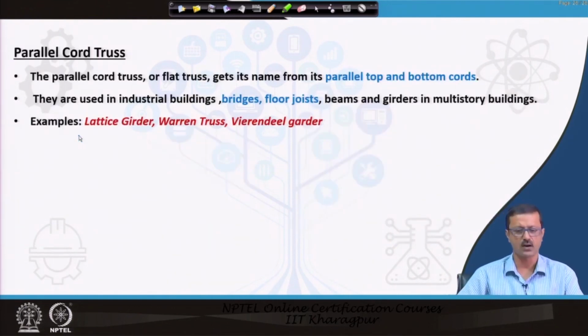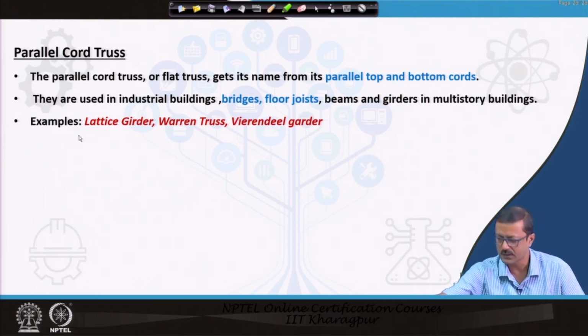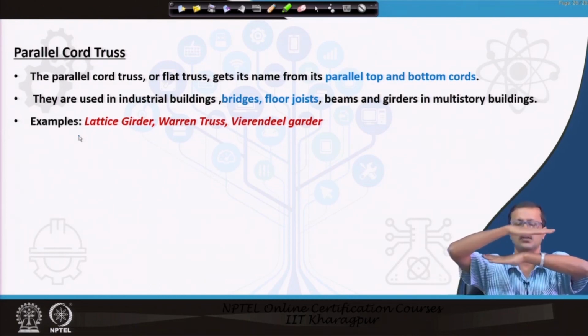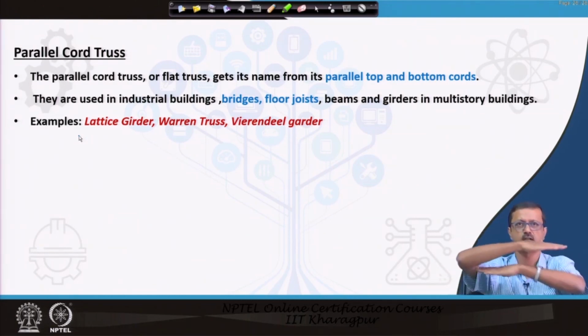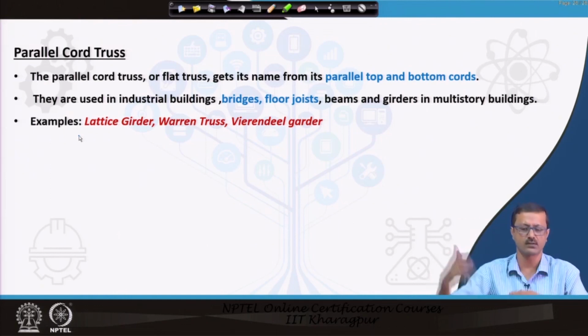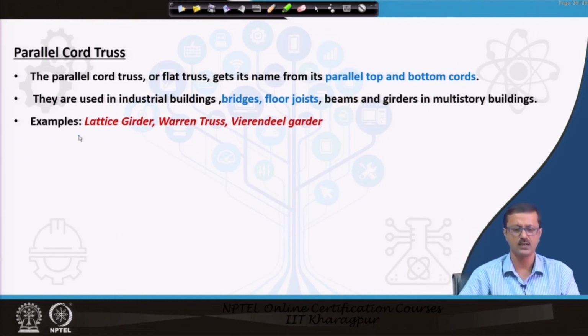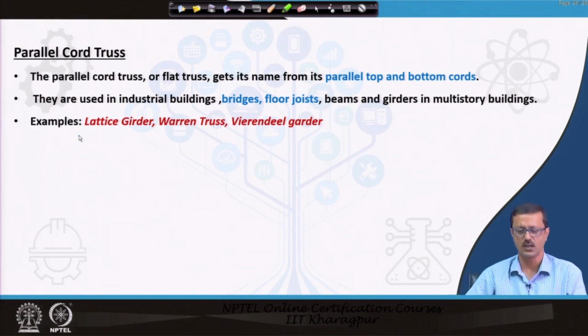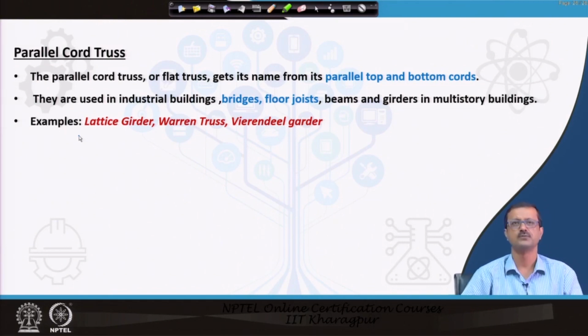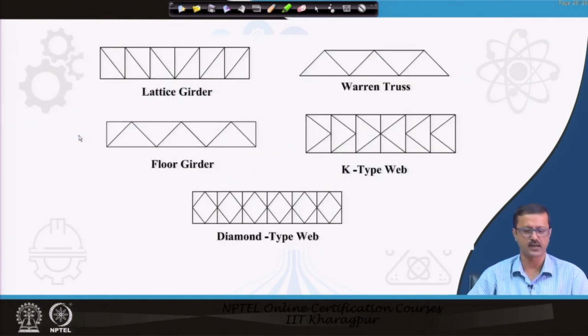Next, the parallel chord truss, where the top chord is not inclined, it is a parallel chord. The top and bottom chords are parallel, and in between triangulations are done. It is mostly used for bridges and for floor joists in buildings also. So, auditoriums and multi-storied buildings with those kinds of frames can be thought of with this kind of parallel truss.